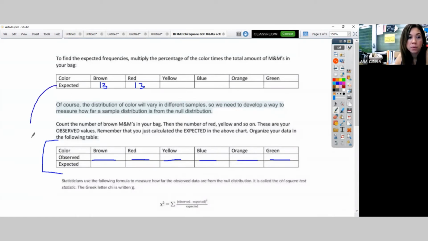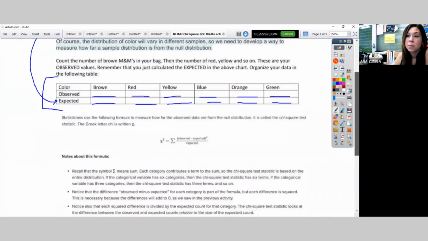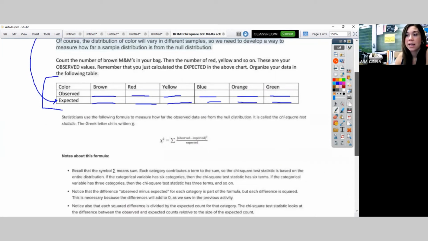Then you're going to copy over the expected values. Okay, so copy over the expected values right here. And that's literally as difficult as it gets. We're still working with chi-square, so we're still going to be using exactly the same formula, except that we're going to be doing this differently. We're not going to put this into a matrix into the calculator. We're going to go back to our stat list, and we're just going to put them into our lists.